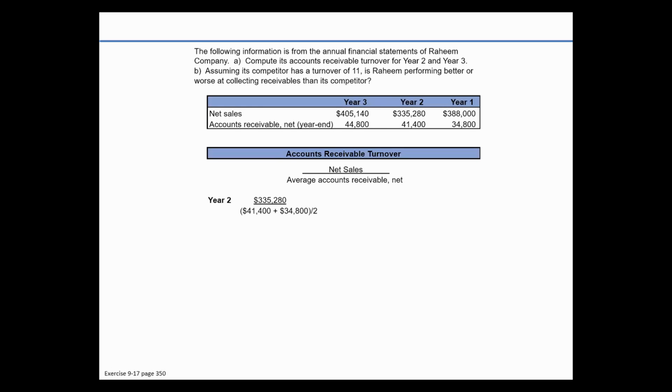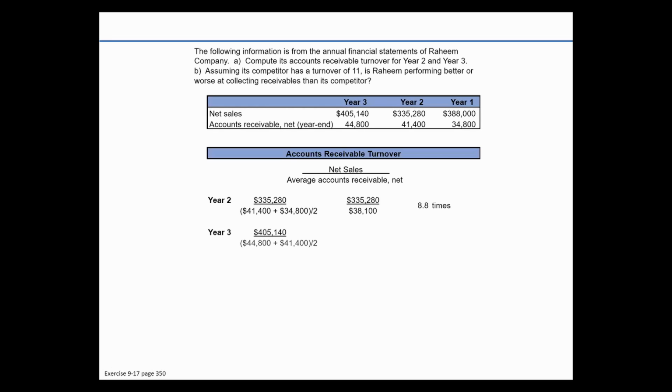So in year 2, we have the net sales of 335,280, and then to figure out the average, you're going to add up 41,400 in year 2 plus the amount in the previous year, which in this case is year 1, of 24,800. So add those, divide them by 2. So you're going to get 335,280 divided by 38,100. That's 8.8 times.